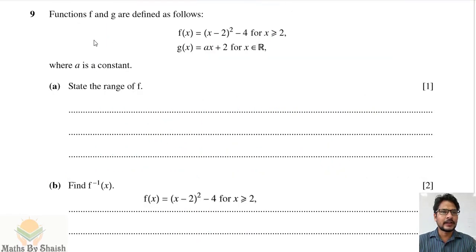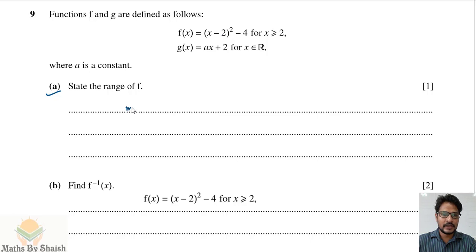And here's the next question, 9th question. The functions f and g are defined as follows: f(x) is (x minus 2) whole square minus 4 for x greater than or equal to 2, and g(x) is ax plus 2 for all real numbers, where a is a constant. First part is to state the range of f. So from here, since the function is given in this form, we can find the minimum value. And why is it a minimum? Because the x square coefficient is positive here.